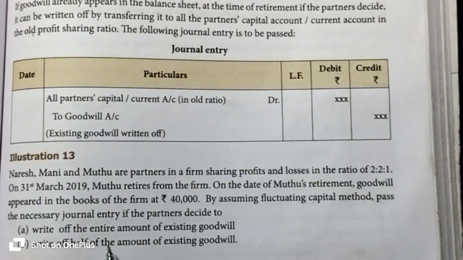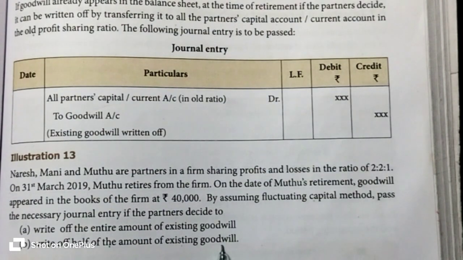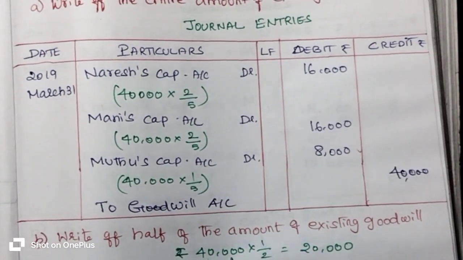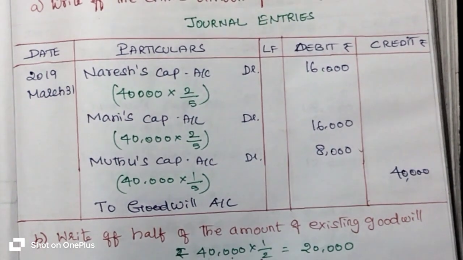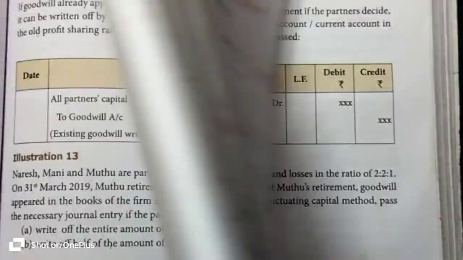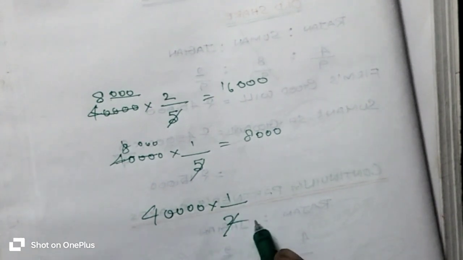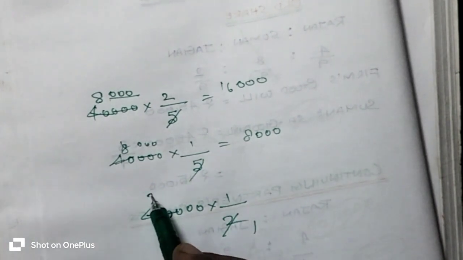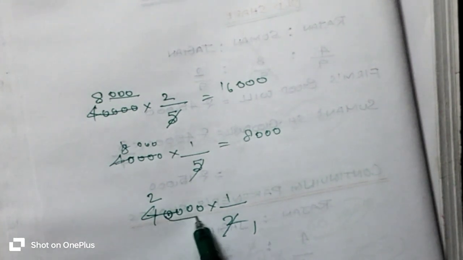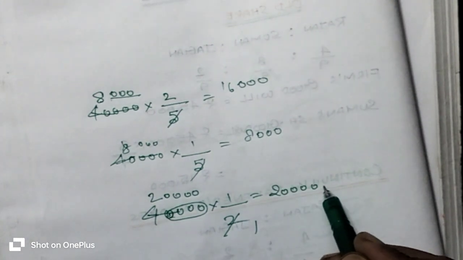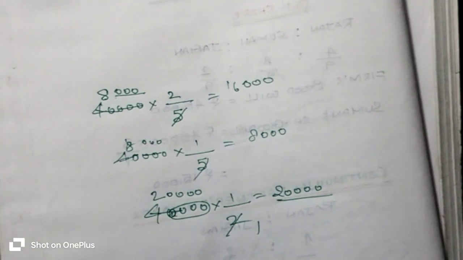The second method is to write off half of the amount of existing goodwill. What does it mean? Half of the existing goodwill is transferred to all partners' capital accounts. The firm's goodwill is 40,000 rupees. We have to take half of the goodwill from the 40,000 rupees. Half means 1/2. 40,000 rupees into 1/2: 2 twos are 4, then add three zeros. So 20,000 rupees, half of the goodwill, is to be transferred to all partners' capital accounts.